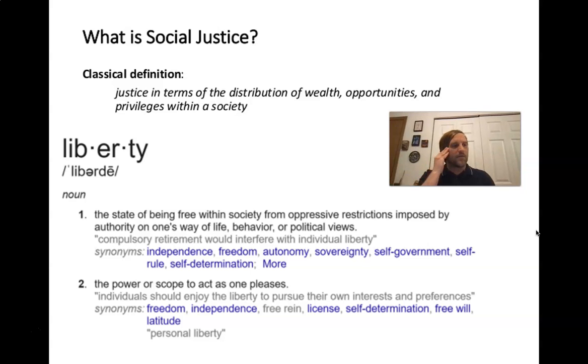Now, oftentimes what you see is people on the political right or libertarians focus primarily on liberty, and then you have people on the political left, progressives, liberals, and so on, focus on social justice. And then you have someone like me who tries to be a wide-ranging thinker who says maybe we can work on both at the same time. At the end of the day, justice is liberty.